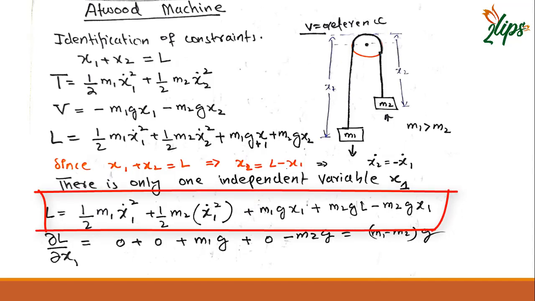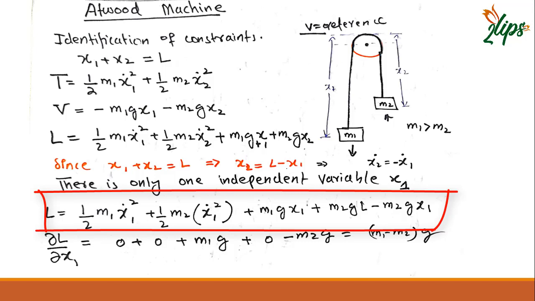Okay, now we have obtained the Lagrangian for this system, so now I can differentiate it with respect to x1 and x1 dot, and then finally I can take the time derivative to find the equation of motion. Please note that there is only one independent variable, which is x1. So our Lagrangian is given by this equation. Now this is our Lagrangian function.